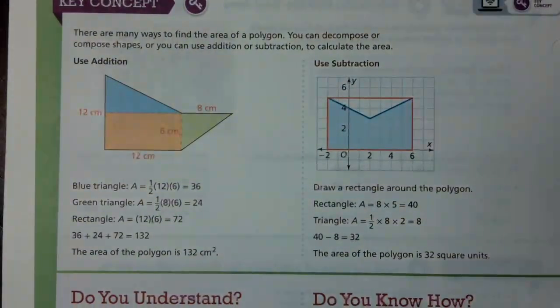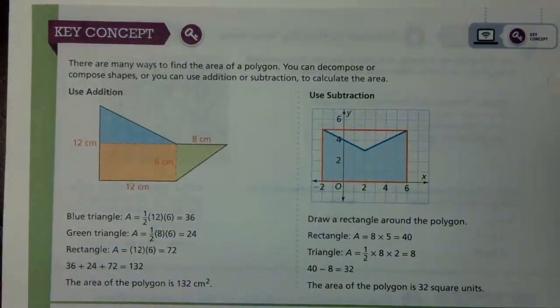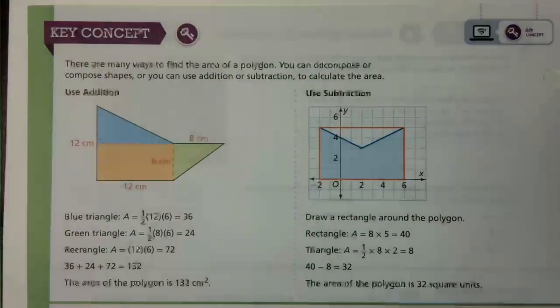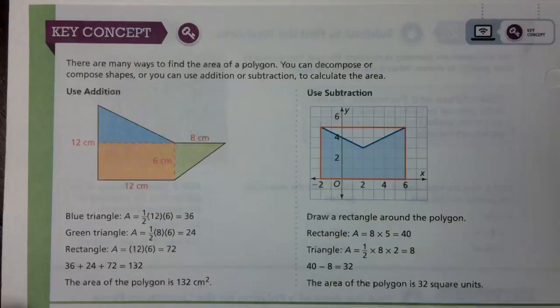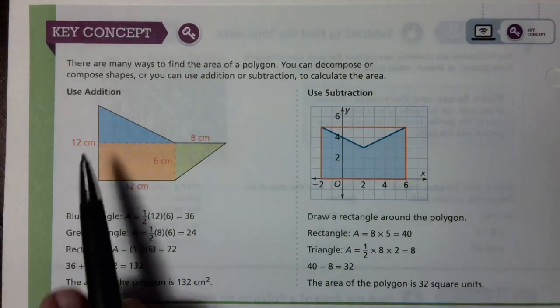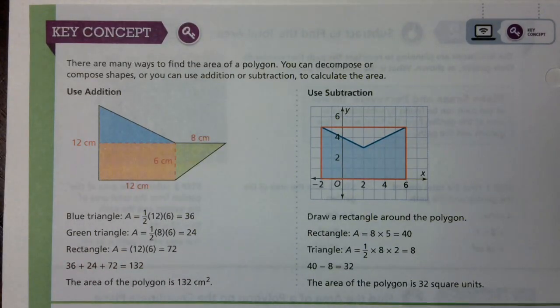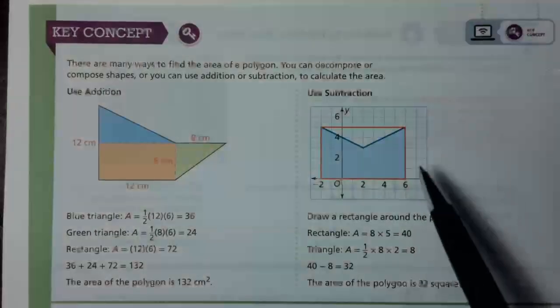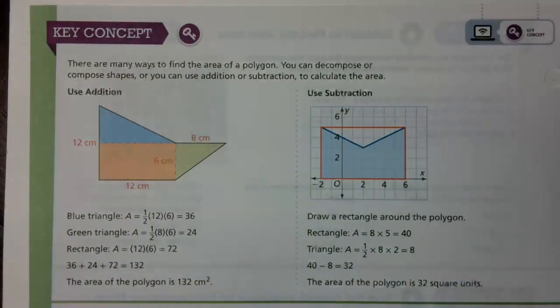All right, turn the page. 422. Here's your summary. We can either decompose or recompose. We can decompose it into shapes and add them together, or we can increase the size and do it by subtraction by taking a piece off.